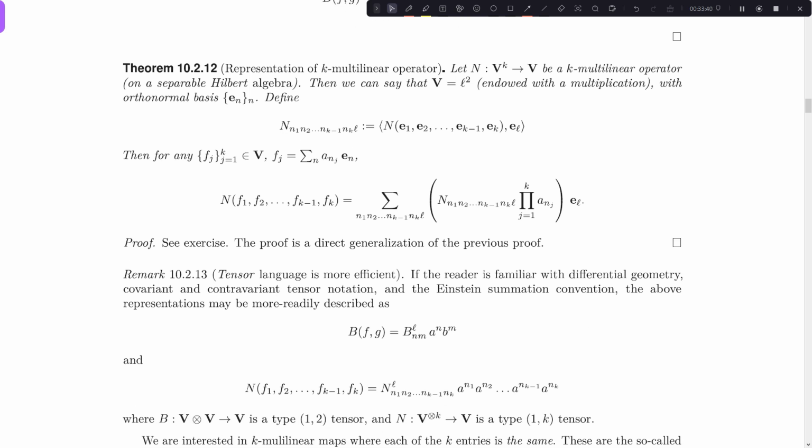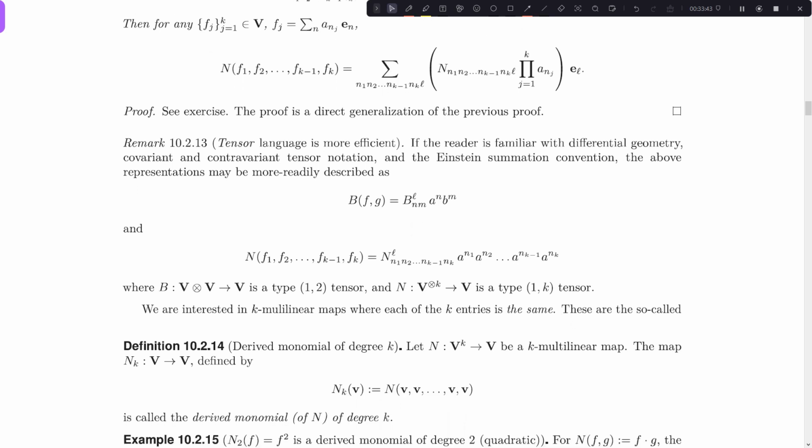But if you're not familiar with that, then I wouldn't worry about it. So the next thing we're going to talk about is basically that multilinear operators are great, but what we actually care about when it comes to differential equations are these things called monomials.